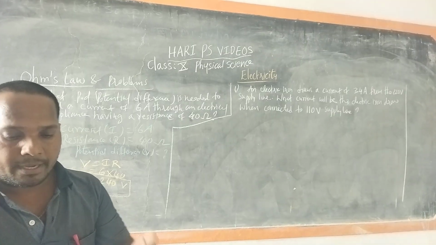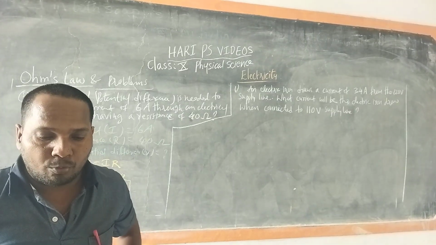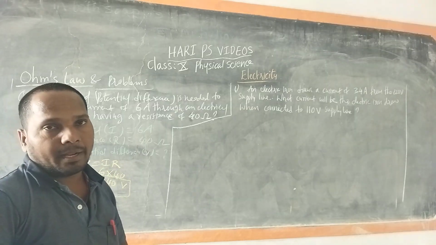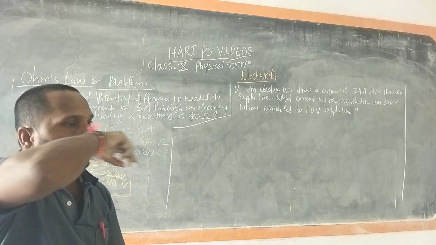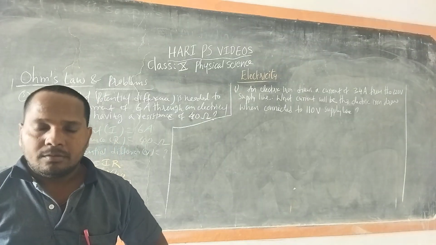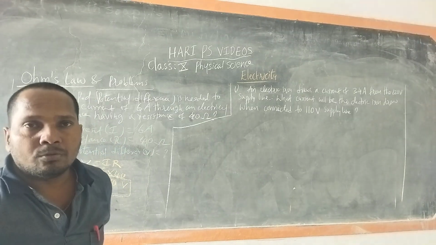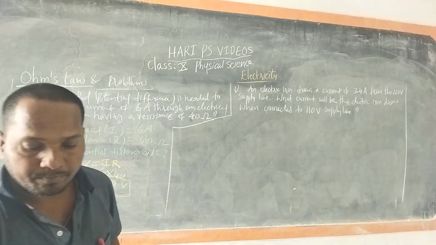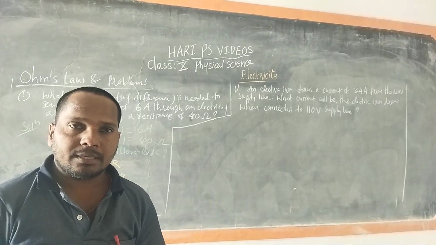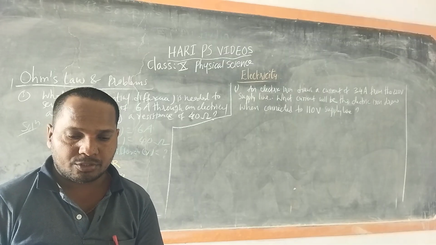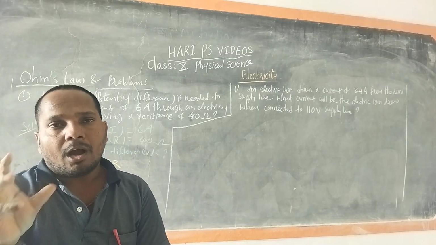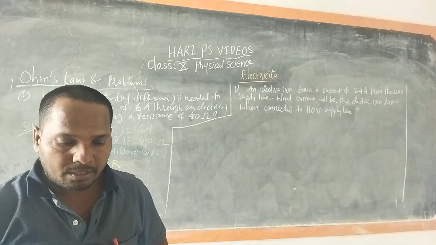An electric iron consumes a current of 3.4 ampere from the 220 volt supply line. For homes, current is supplied through wires, in the range of 220 to 240 volts. If the electric iron is connected to a 110 volt supply, how much current is consumed?